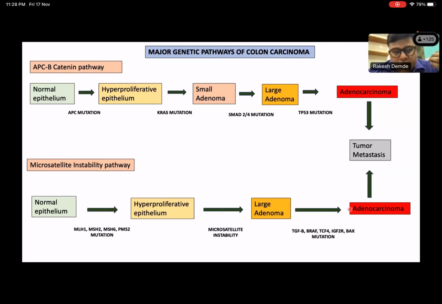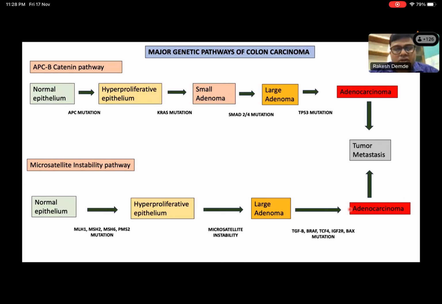Then there is another pathway called the microsatellite instability pathway, which is associated with HNPCC. In this pathway, the microsatellite becomes unstable. A microsatellite is basically a 1 to 6 nucleotide repeat which occurs in tandem. Tandem is one after the other. So there can be a repeat of nucleotides like CAG, CAG, CAG. So this is 3 nucleotides which get repeated. So if the nucleotide repeat is around 6, then you have a microsatellite. So whenever microsatellite instability occurs, you get an HNPCC type of colorectal carcinoma.